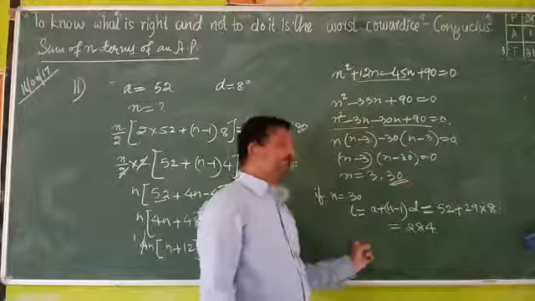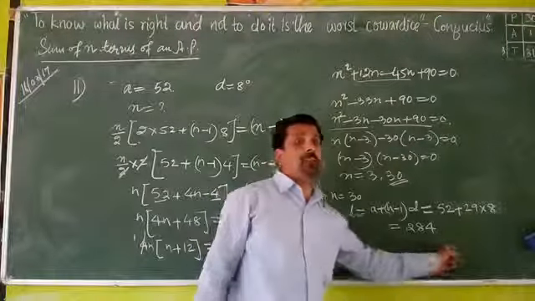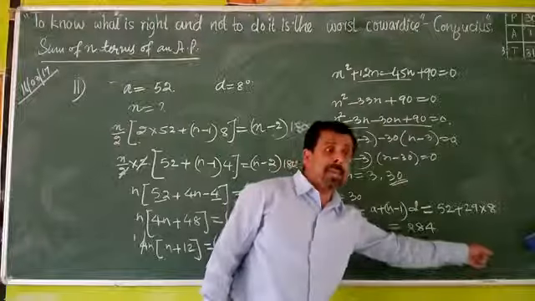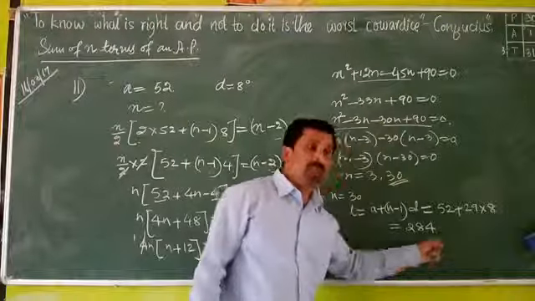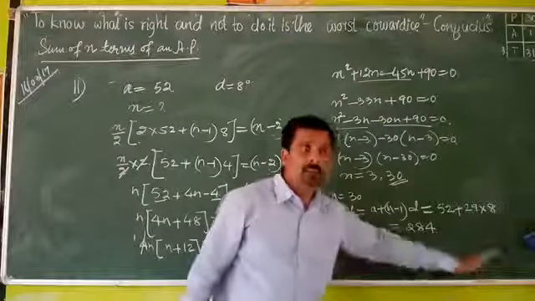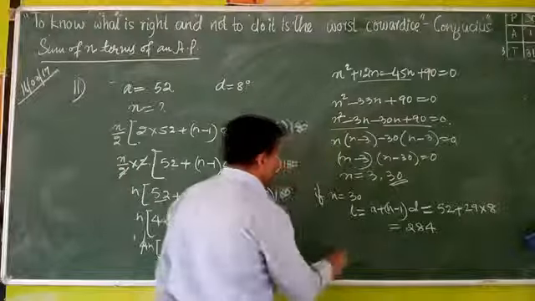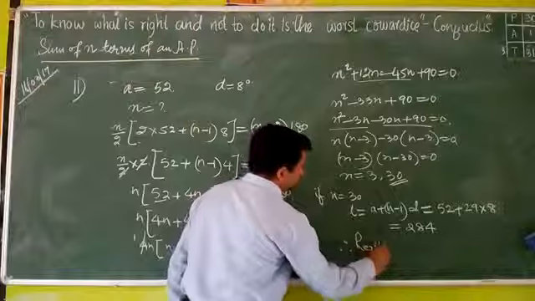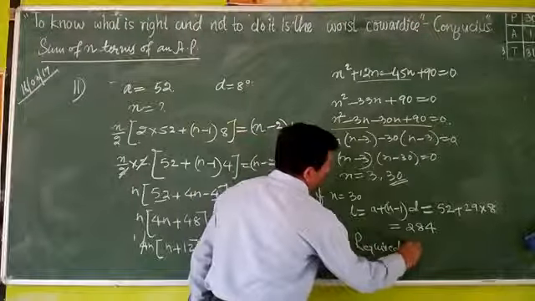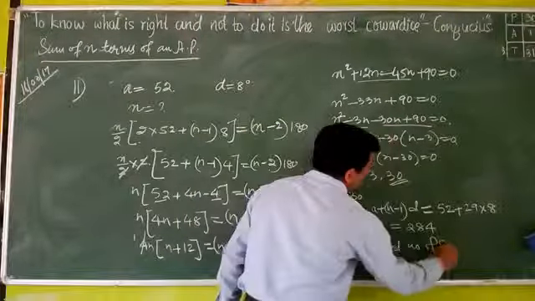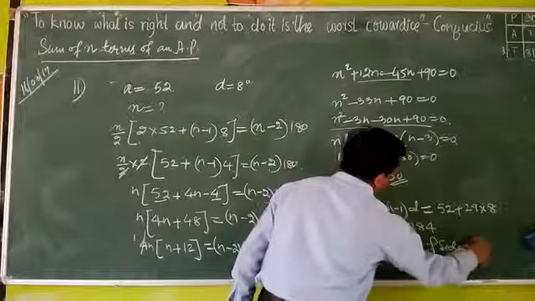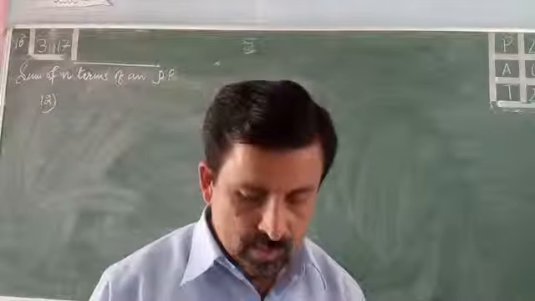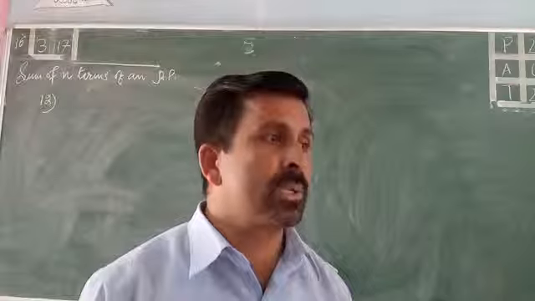Okay, so you have to write a sentence that the measurement of any angle of a polygon cannot be more than 180. So that is why this n equal to 30 is rejected. Therefore, the required number of sides is 22.